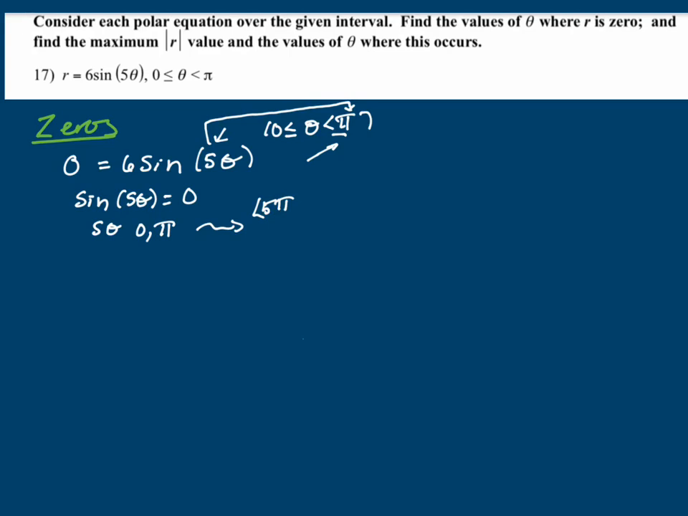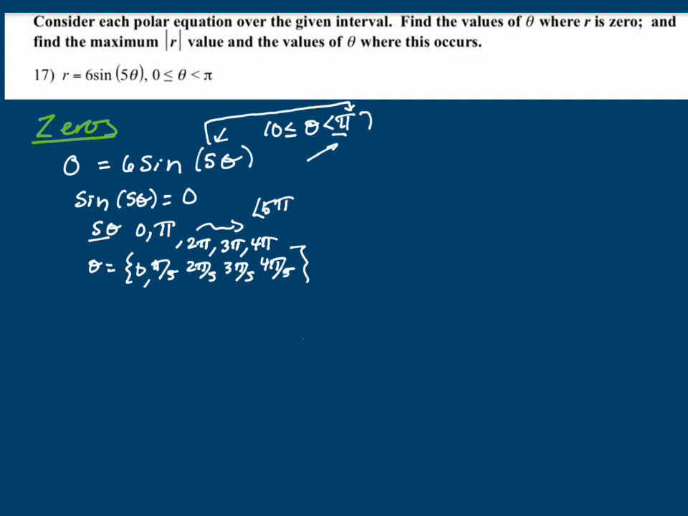So it's 0, pi, and then it would be every pi after that, right? So then it would be 2 pi, 3 pi, 4 pi. Now that's for the 5 theta. And so theta is those divided by 5. So 0 over 5, pi over 5, 2 pi over 5, 3 pi over 5, and 4 pi over 5. And the 0 over 5 is just 0. So that's what the zeros are: 0, pi over 5, 2 pi over 5, 3 pi over 5, and 4 pi over 5.